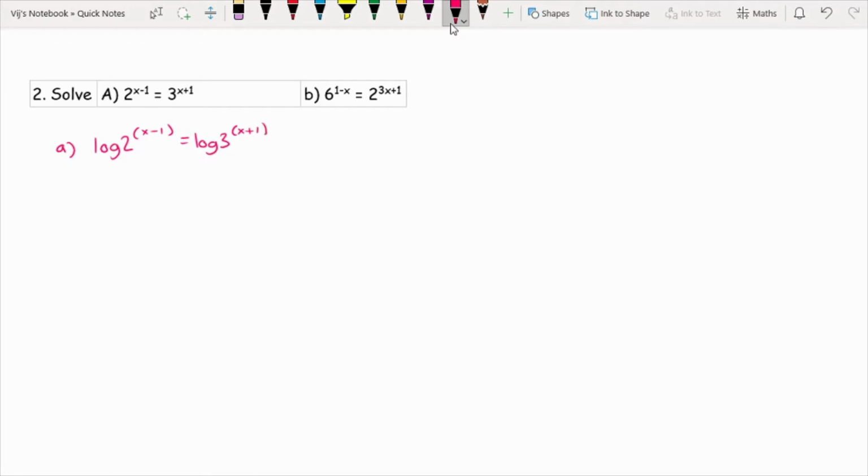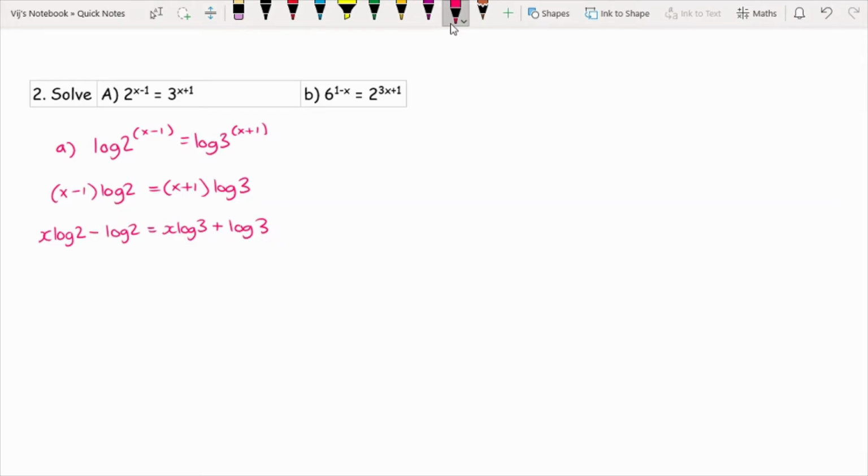Like so. Now at the next stage, what I then need to do is move the powers over to the front. So I've got x minus 1 log 2 equals x plus 1 log 3. Now if we expand the brackets out, I get x log 2 minus log 2 equals x log 3 plus log 3.